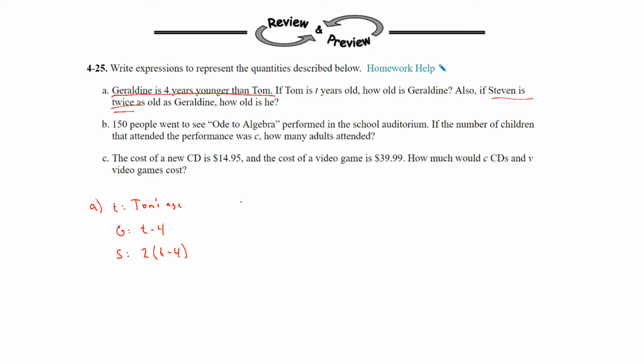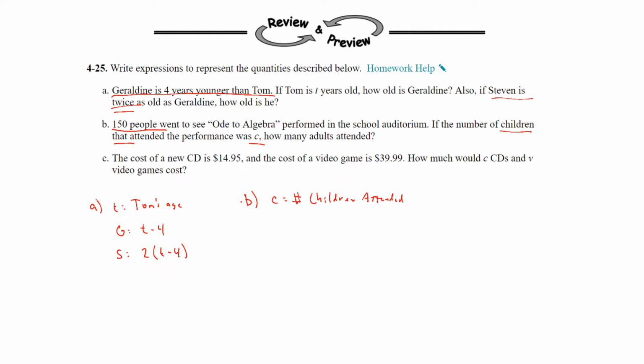Alright, on B, 150 people went to see Ode to Algebra, performed in the school auditorium. If the number of children that attended the performance was C, how many adults attended? So you notice that 150 people attended, and the number of children that attended, they're going to say is C. So C equals the number of children that attended.